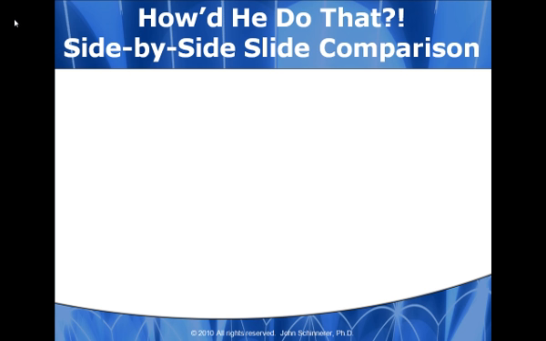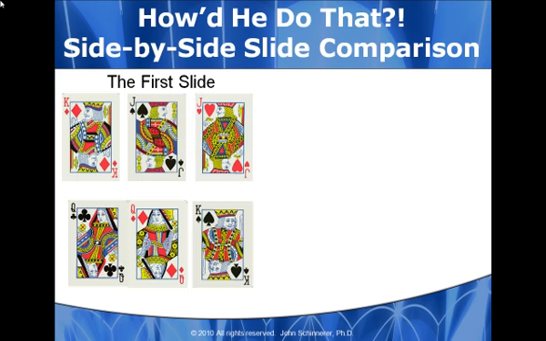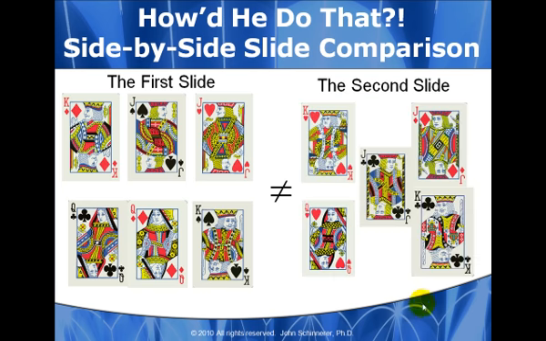So here's a slide-by-slide or side-by-side comparison. Here's the first slide, all the cards on the first slide, which are not the same as the cards on the second slide. So any card you picked on the first slide does not appear on the second slide. And the reason I throw that in there is to point out that the rational mind relies on shortcuts.